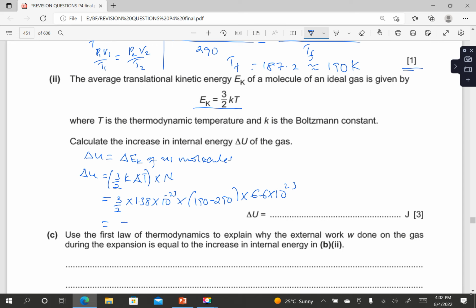So I'm getting this as negative 1400 joules. The negative is just enough to tell you a decrease because the final temperature is less than the initial temperature. So I just put there the negative to remind people that this is a decrease because the final temperature is less than the initial temperature.